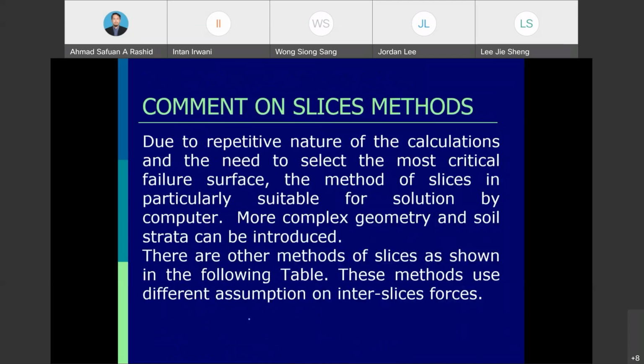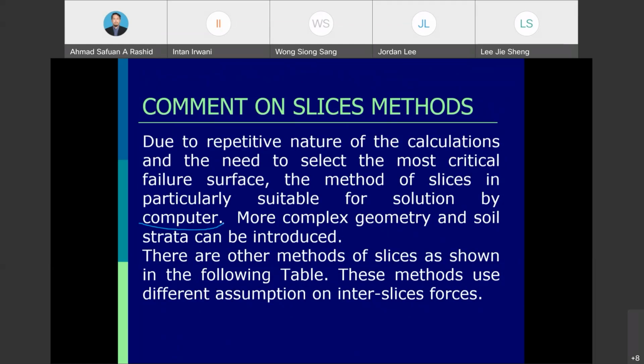Due to the repetitive nature of the calculation and the need to select the most critical failure surface, the method of slices is particularly suitable for solution by computer. So this is the lesson. At the end, we may use software, so more complex geometry and soil strata can be introduced. There is another method of slices, as shown in the following table. This method uses a different assumption on inter-slice force. So later on, you may use the software.